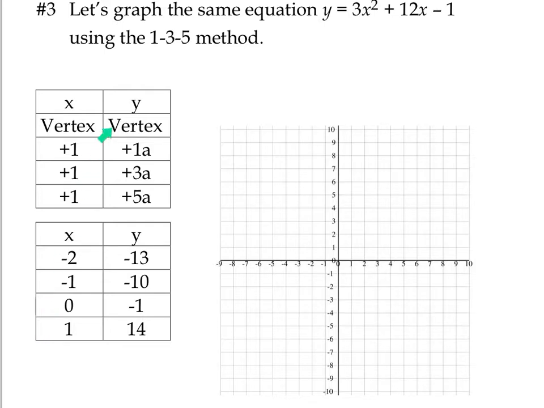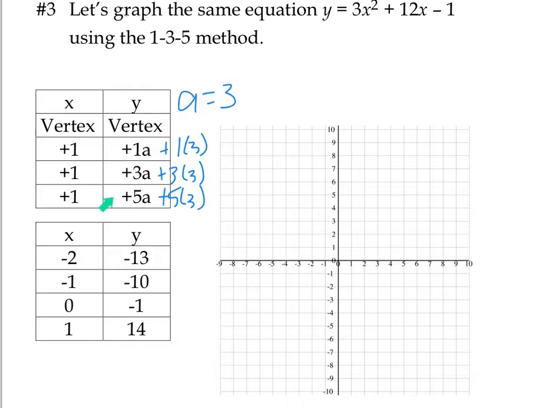Then from the y value of the vertex, which we got by plugging negative 2 in, comma negative 13, we can then add 1 times a. In this case, remember, a is 3. So this would be plus 1 times 3, plus 3 times 3, plus 5 times 3.